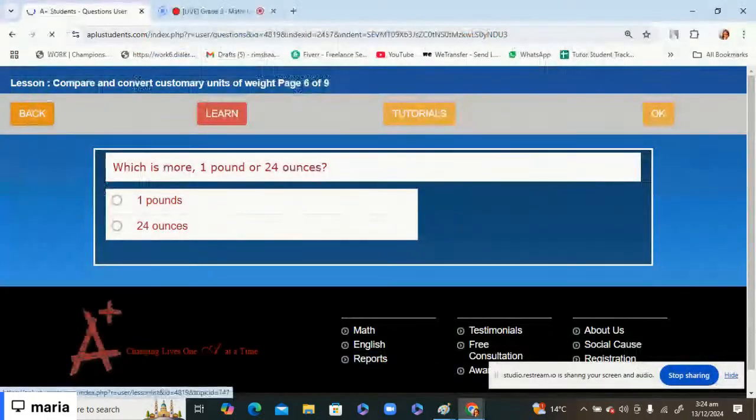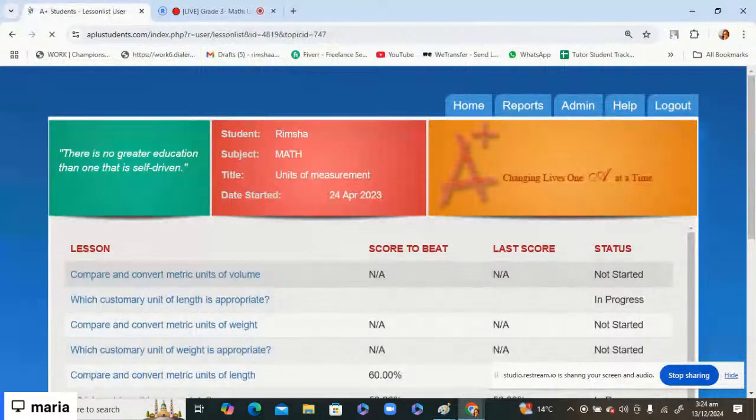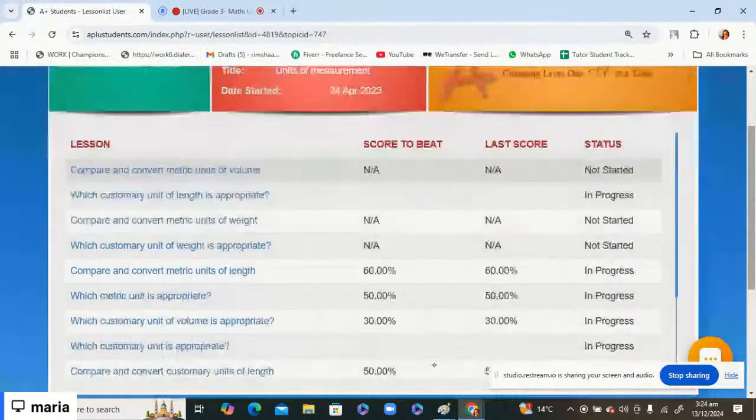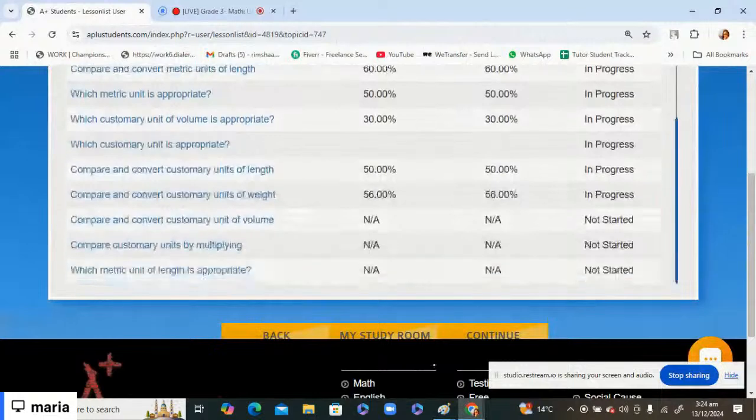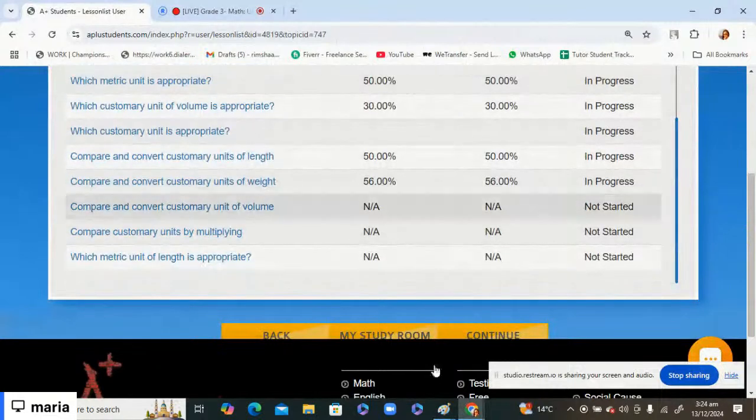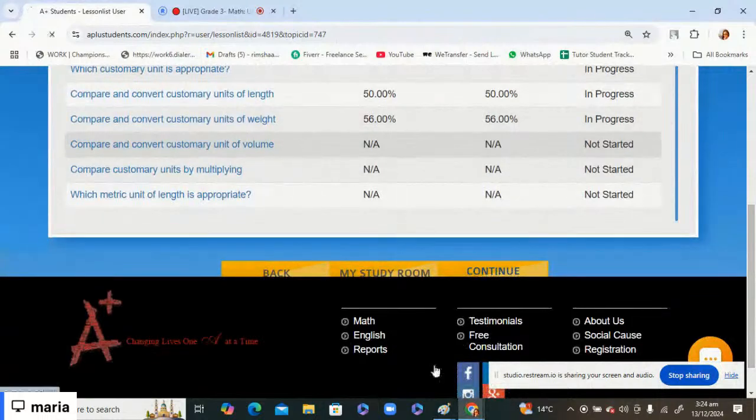All right, now let's discuss the next lesson. Hope this lesson is clear, and now you solve the rest of the test questions regarding this lesson by yourself. Okay. Now the last is compare and convert the customary units of volume. Here we are going to convert and compare the units of volume.